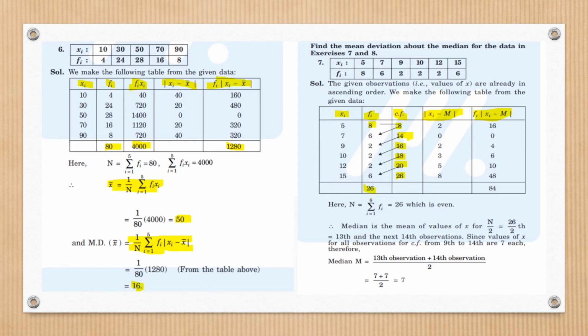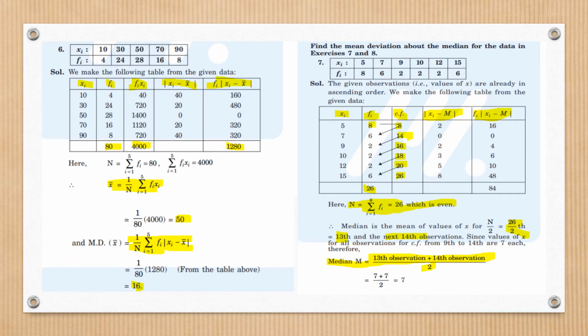Now firstly let's calculate our median, right? Here n is the summation of fi, which is 26, which is even, right? Now the median is the mean of the values of x. I have to find now n by 2, which means the 13th and the next 14th term, as the number of terms is even. So the average of the 13th and 14th terms, right? Now how to find the 13th and 14th term? See from here, the median is the mean of the 13th observation and the 14th observation.